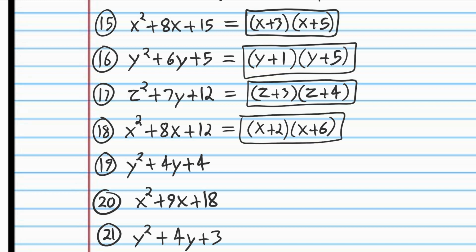So if you got x plus 2 and x plus 6, good job. Again, we're multiplying these. X plus 2 times x plus 6. So why don't you try number 19, and when you come back, we'll do it together.